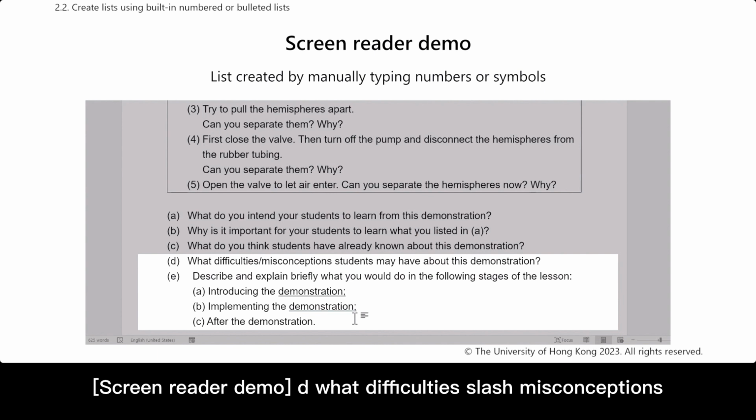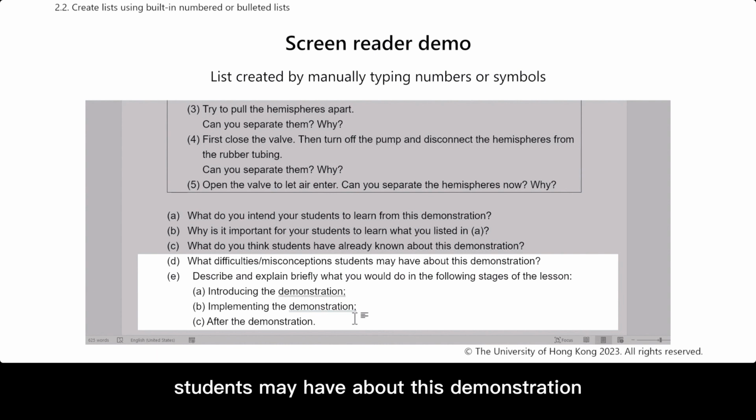D. What difficulties/misconceptions students may have about this demonstration. E. Describe and explain briefly what you would do in the following stages of the lesson. A. Introducing the demonstration. B. Implementing the demonstration. C. After the demonstration.